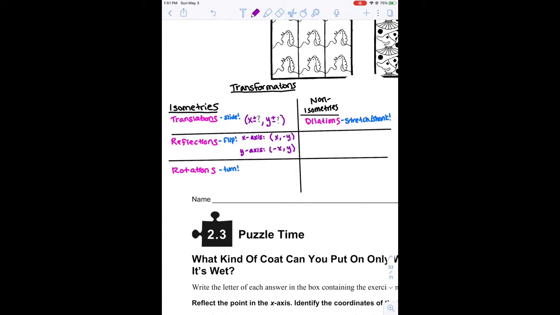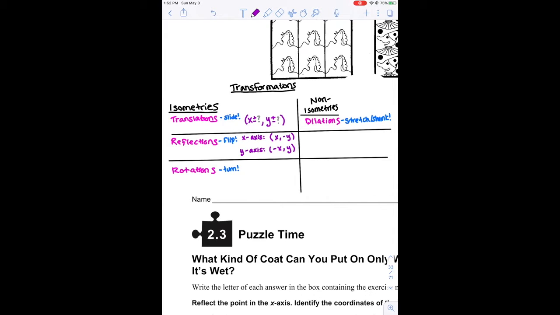We learned the rule for translations the other day, and I wrote that in purple. So for the x-coordinate, you would add or subtract some mystery number. And for the y-coordinate, you would add or subtract some mystery number. That's what causes a shape to slide across the graph. Today we're going to be talking about reflections. Reflections are a flip.